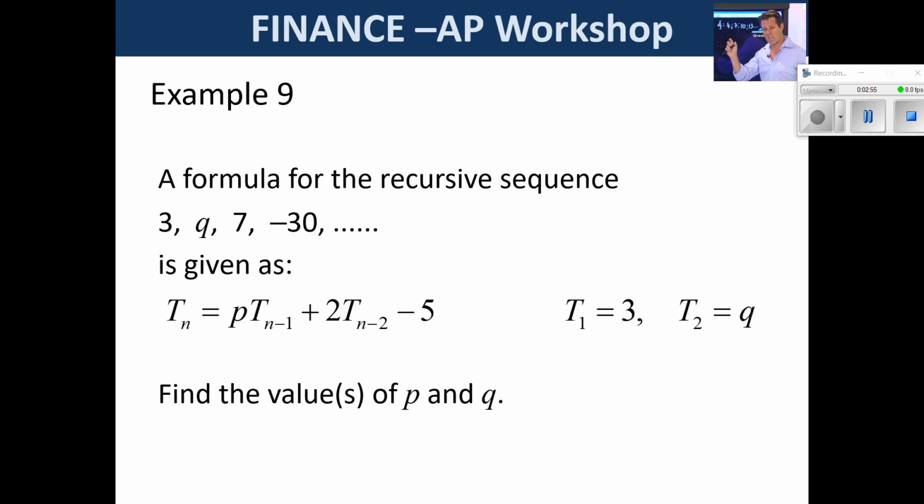Let's look at an introduction to recursive sequences. Remember why we do recursion. It is an introduction to population models.